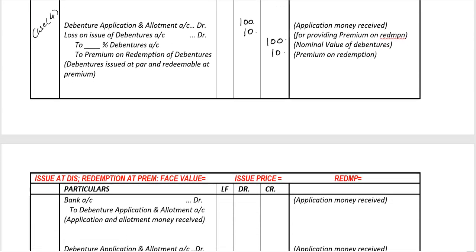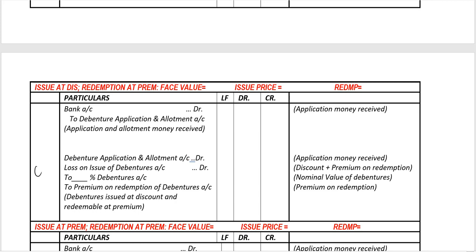Let's move on to the case 5. Case 5 is issue at a discount and redemption at a premium. Let's assume that the face value of the debenture is rupees 100 and the discount is 5%. If the discount is 5%, that means the issue price is rupees 95. And let's assume that the premium on redemption is 10%. Then we know that the redemption amount is 110.